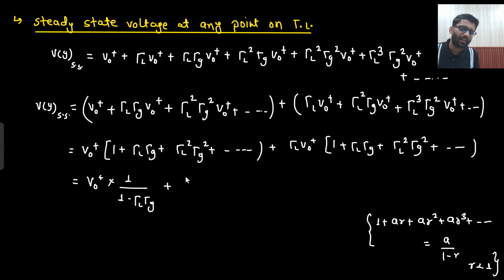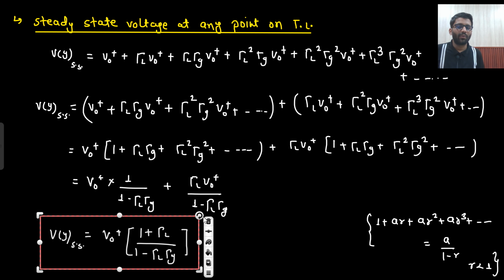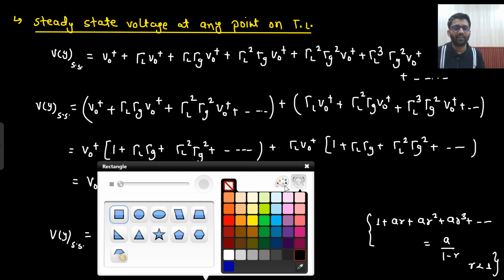And here gamma L V naught plus is there. So what will you be getting? A upon 1 minus R, same thing you will be getting, minus gamma L gamma G. So if you add both of them, what do you see? V naught plus can come common. So 1 plus gamma L divided by 1 minus gamma L gamma G. So this is your voltage at any point in steady state. Not at load or anything like that, at any point.